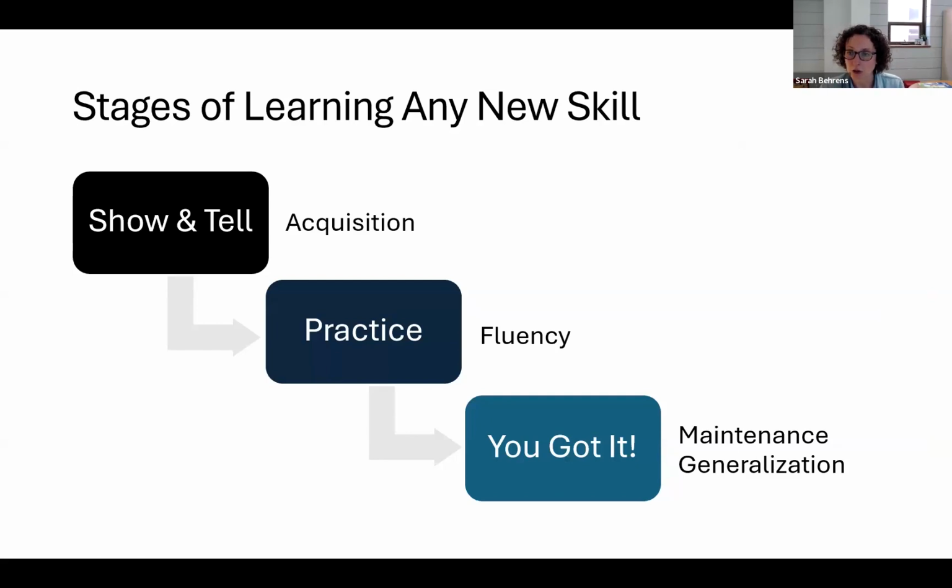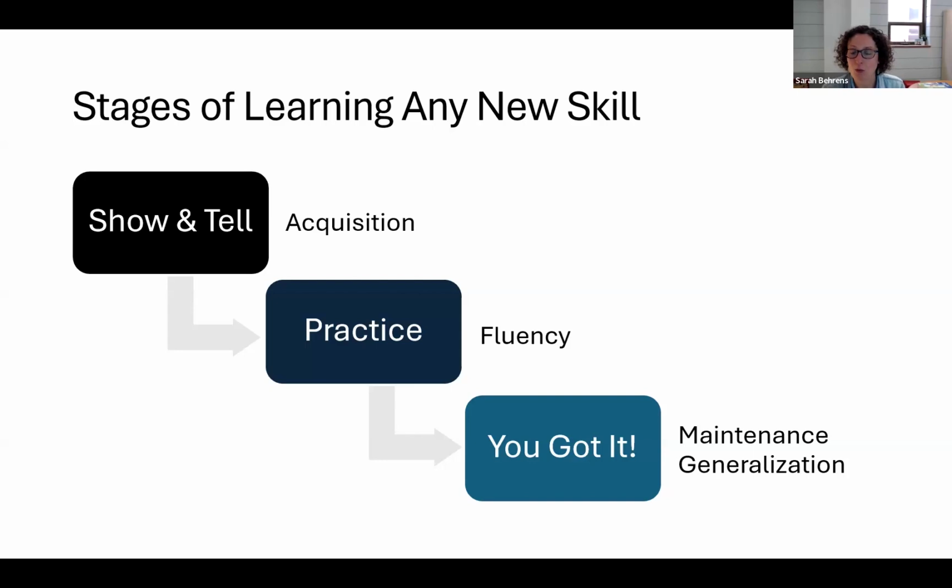So those stages are show and tell, which is really that early acquisition stage when children need a skill explained and demonstrated for them. Practice makes perfect, which refers to the need to have meaningful opportunities to practice and really build that fluency. And then the "you got it" phase is that stage of learning when a child really knows the skill well enough to use it over time and then in new situations, so across environments.